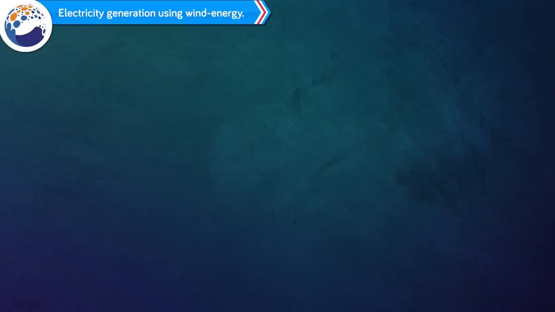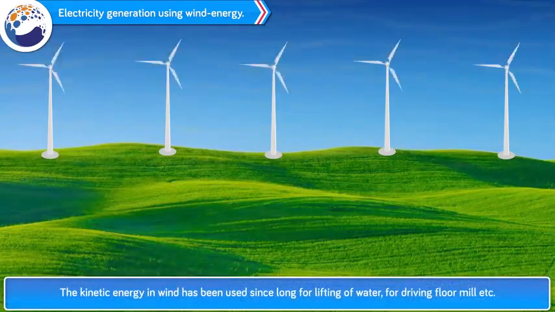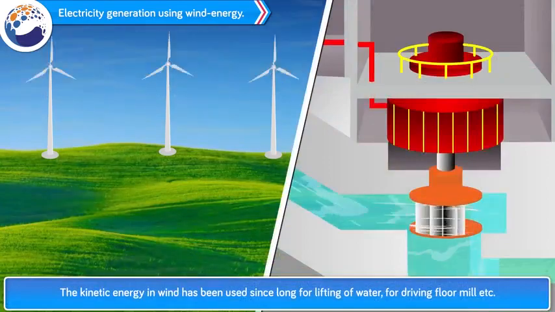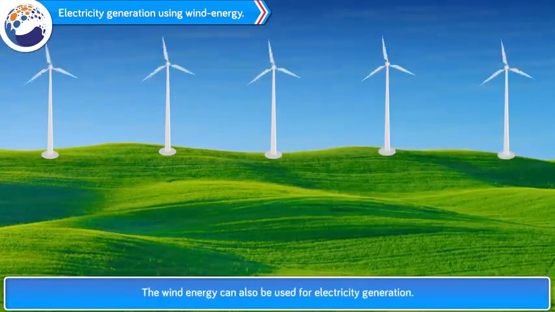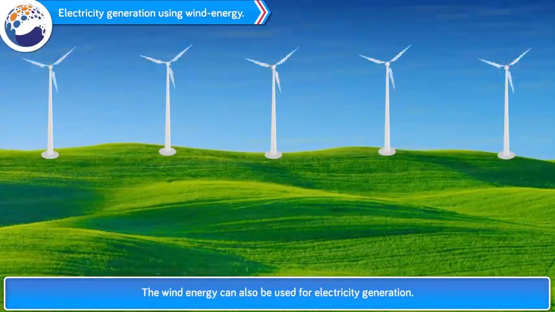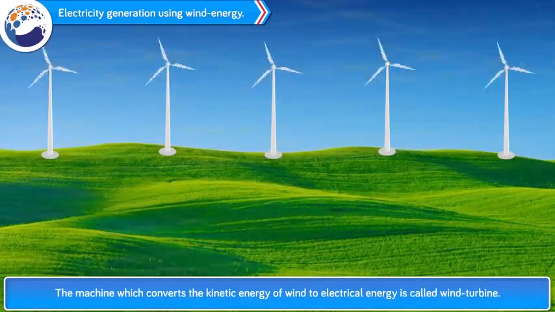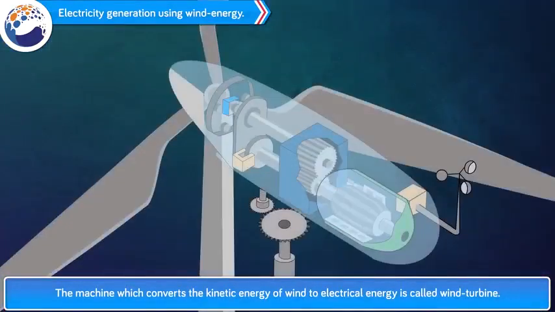Electricity generation using wind energy. The kinetic energy in wind has been used since long for lifting of water or for driving flour mills, etc. Wind energy can also be used for electricity generation. The machine which converts the kinetic energy of wind to electrical energy is called a wind turbine.